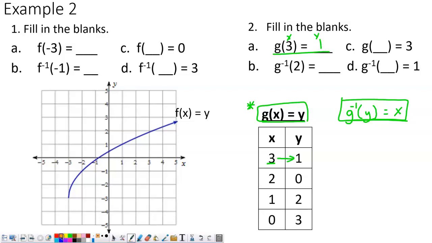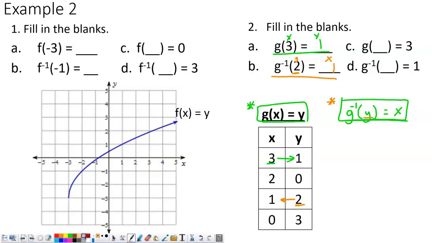Now for part 2 here, or part B, now we're working with g inverse. So we're looking at this one now, which means that the number in parentheses is actually a y value, which means the answer I want is an x. So now I want to look for where does y equal 2. So I'm going to look in the y column for where y equals 2, and I'm going to look at the x value that goes with it, which is 1. So that would be the answer.